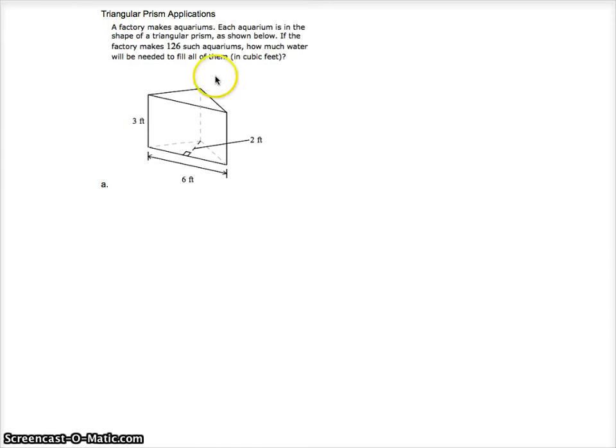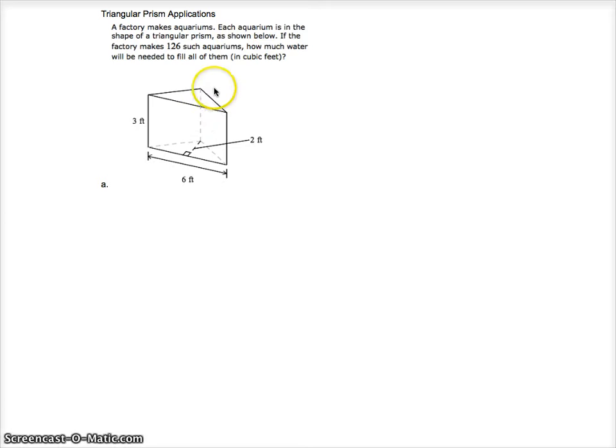Here we're going to look at applying the volume to real-world situations involving triangular prisms. Letter A asks about a factory making aquariums. Each aquarium is in the shape of a triangular prism as shown below. If the factory makes 126 of these aquariums, how much water will be needed to fill them all?